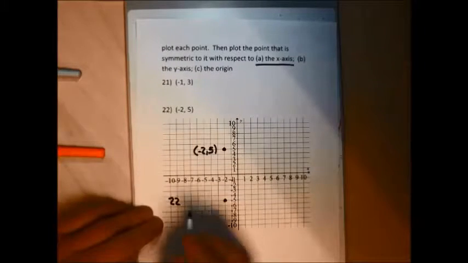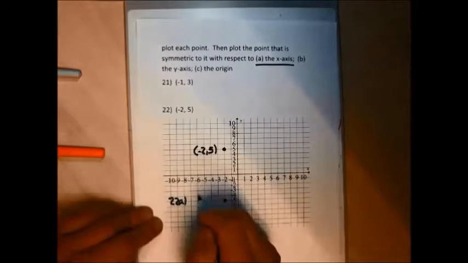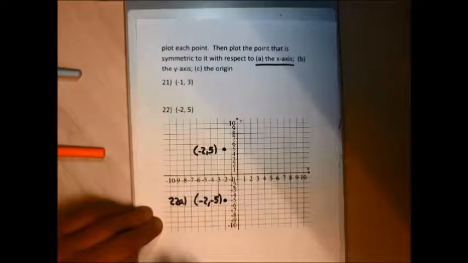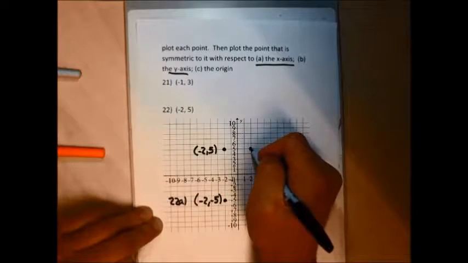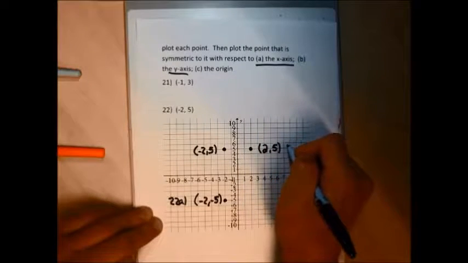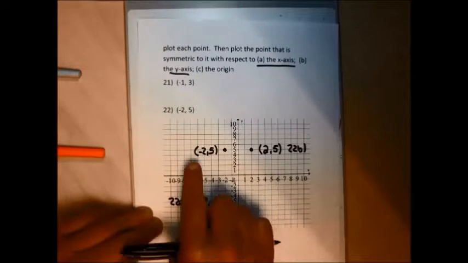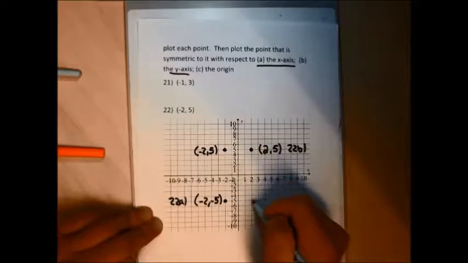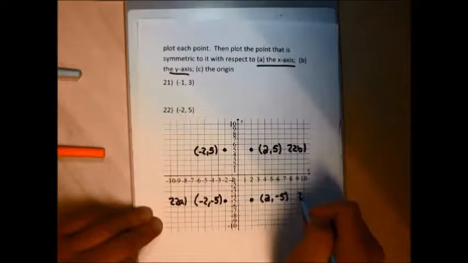Anyways, for 22a, the point that's symmetric to the point -2, 5 with respect to the x-axis, I change the sign of the y and I get the point -2, -5. For part B, the point that's symmetric across the y-axis, I change the sign of the x and I get the point +2, +5. So that's the answer for 22b. And for part C, I change the x to +2, I change the y to -5, I change both signs and get the point 2, -5. That's going to be my answer to 22c.